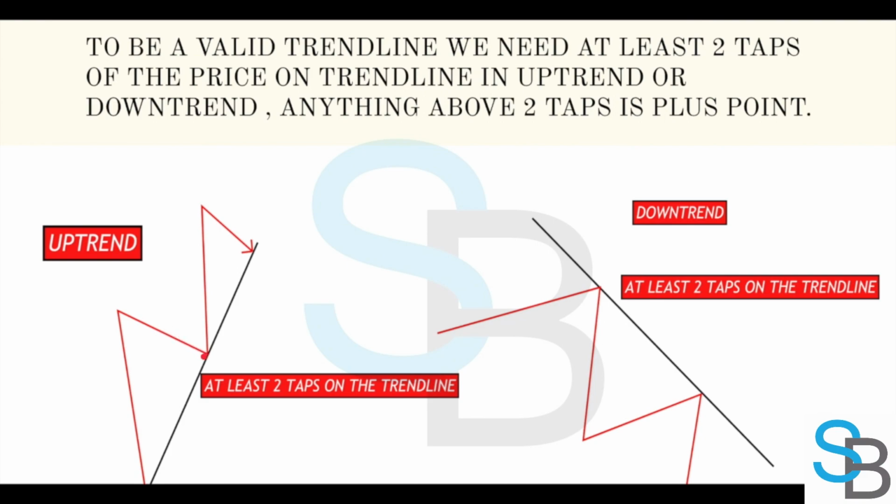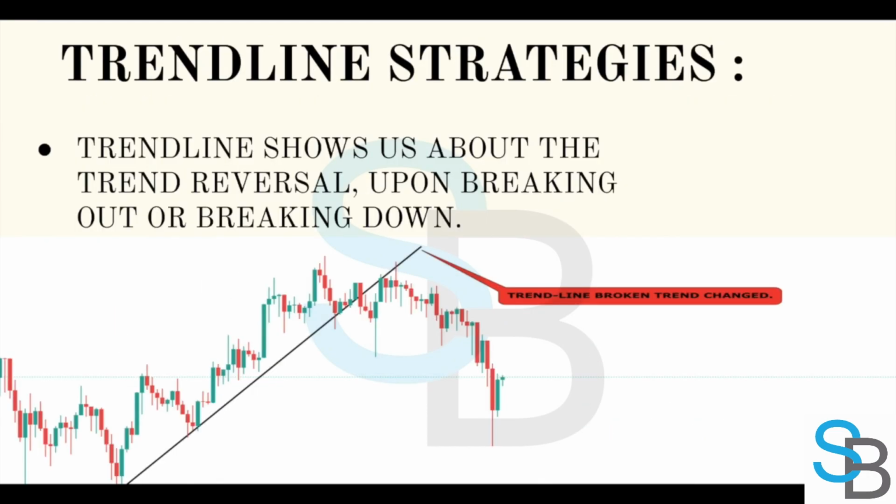So we need 2 taps for a trend line to be valid. So we can then call it a trend that is going in a flow. Here you can see we also got 2 taps. Here is tap number 1, here is tap number 2, which gives us confirmation that the trend is now in a downtrend. And anything above 2 taps is a plus point, further confirmation. So this was the prerequisite of a trend line: 2 taps minimum.